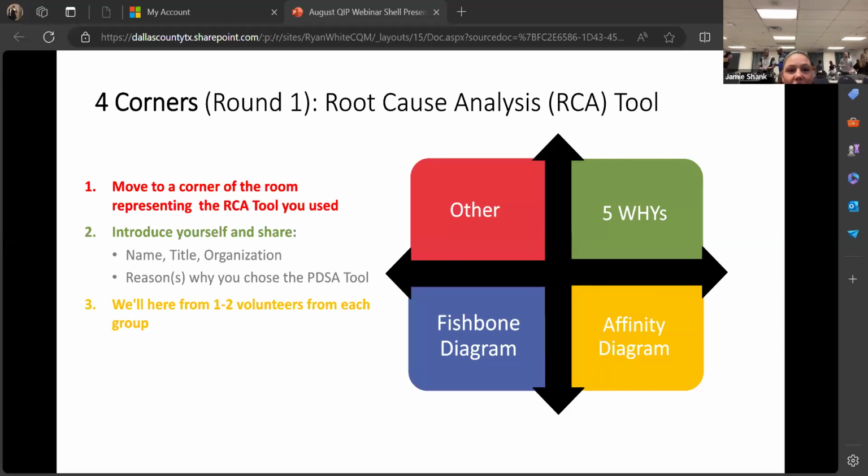For the folks online, please write in the chat which of these 3 tools you use, or if you use any, and why. Again, for the people in the room, you will come up with which of these tools you selected and why.